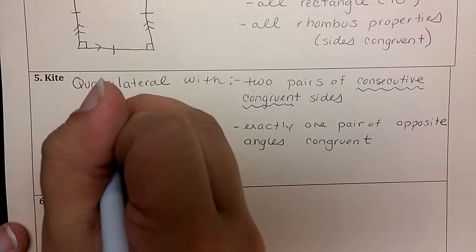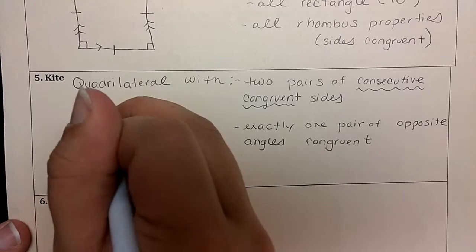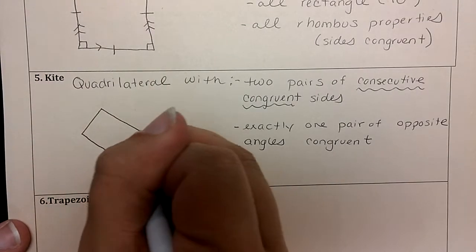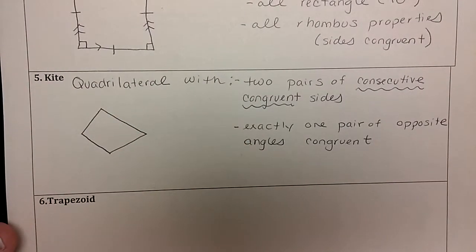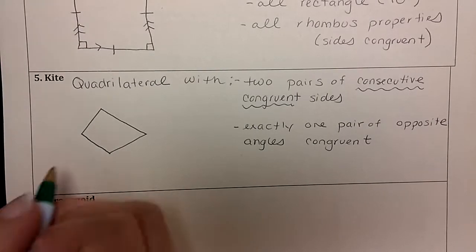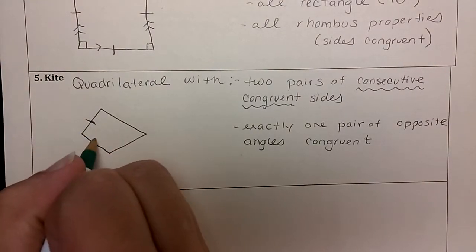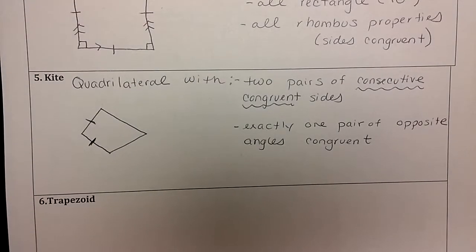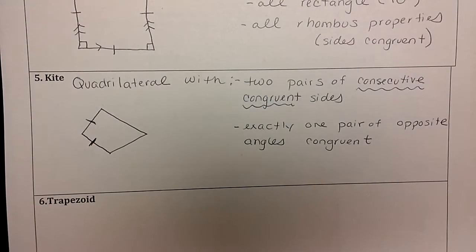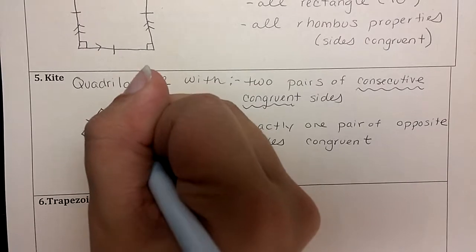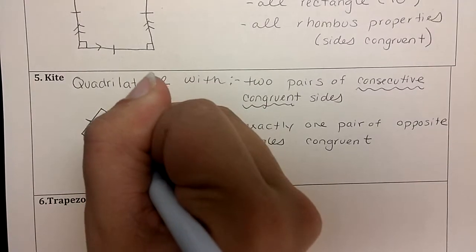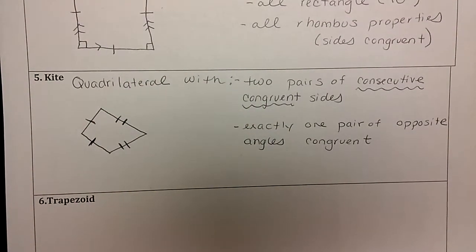So if I were to draw a kite, all right, we're just kind of sketching right now. The first property talks about two pairs of consecutive congruent sides. So the two shorter sides of the kite are going to be congruent, and they're right next to each other. The two longer sides of the kite are going to be congruent, and they're also right next to each other. Consecutive congruent sides.